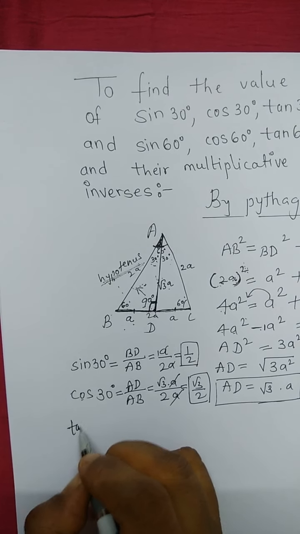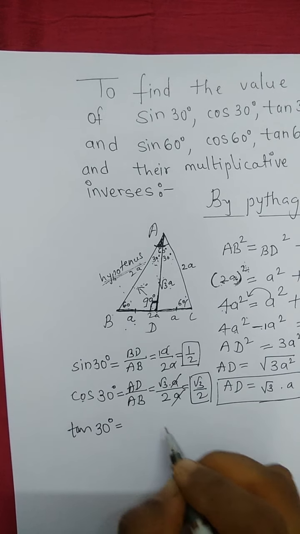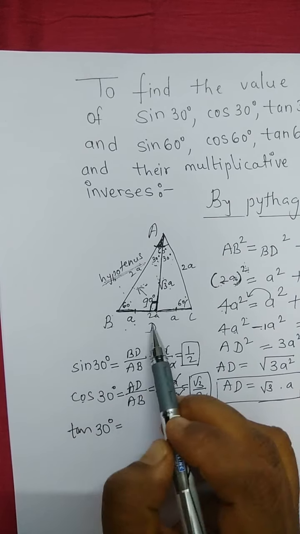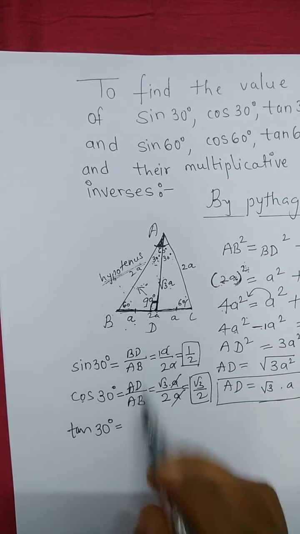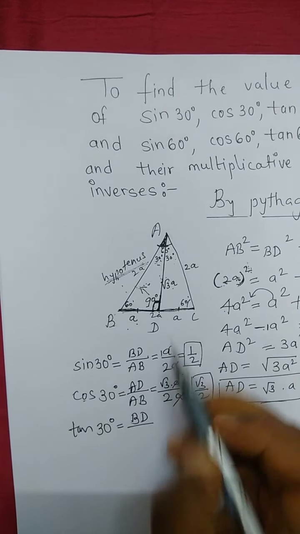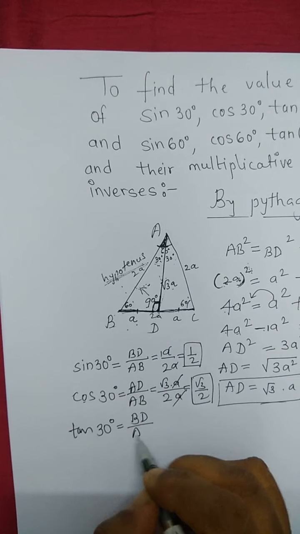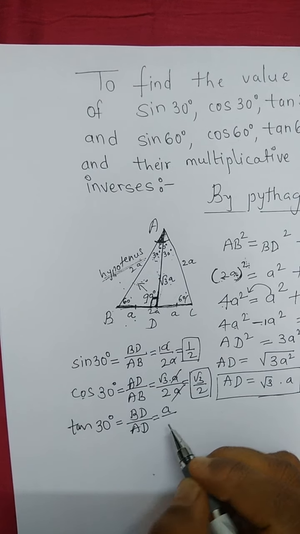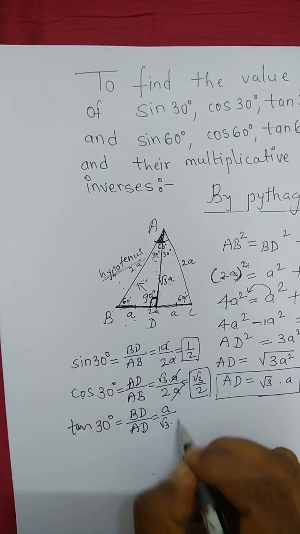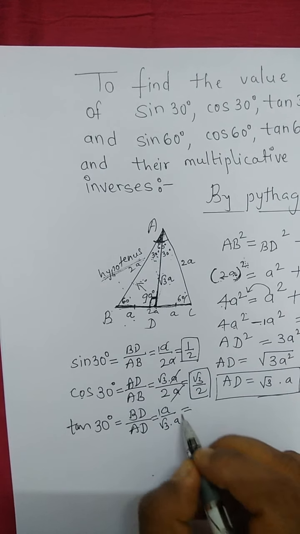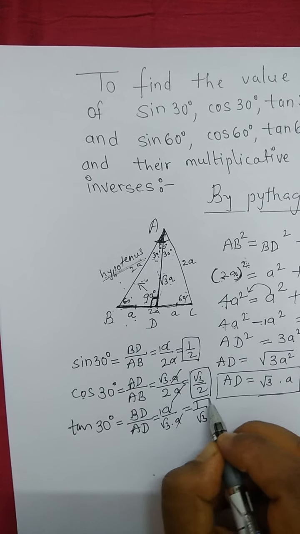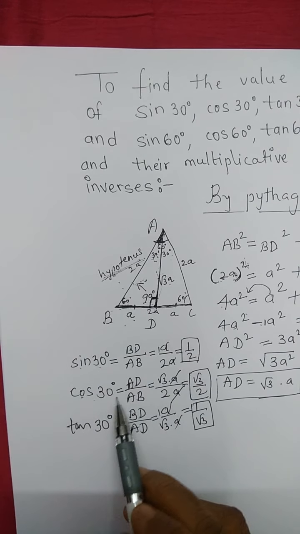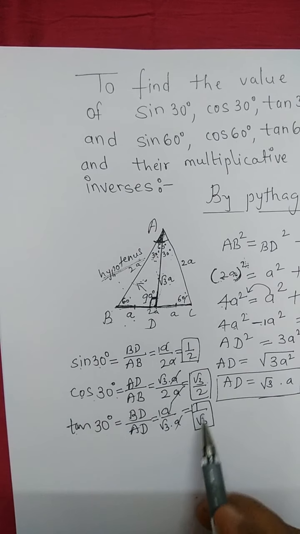Fine. Now tan 30 degree will be opposite upon adjacent. Opposite side of 30 degree is BD. BD opposite to 30 is BD upon adjacent to 30 is AD. So we got it as BD is a, AD is root 3 into a. Here nothing is there means 1. a cancel, we got 1 by root 3. Okay. So like this, sine 30 degree value is half, cos 30 degree is root 3 by 2, tan 30 degree is 1 by root 3.